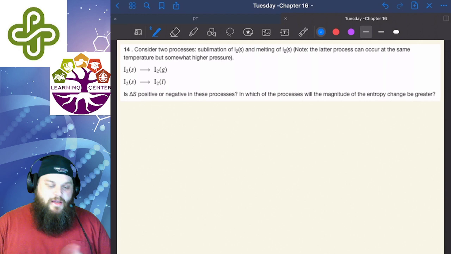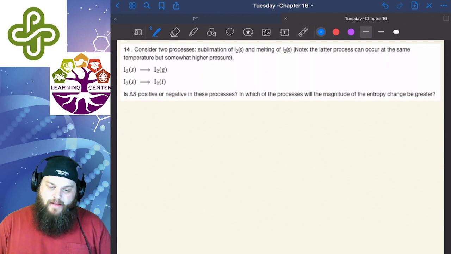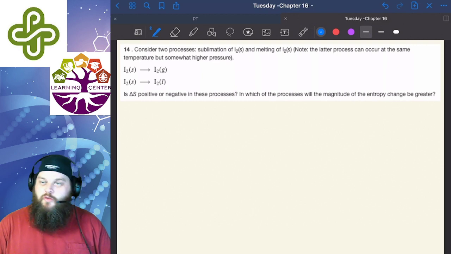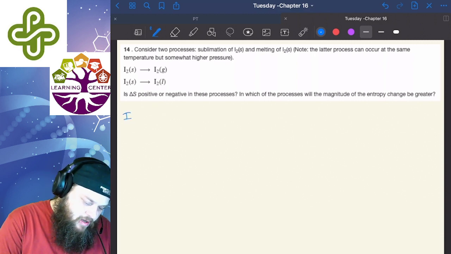So what I want to know is, is the change in entropy positive or negative in these processes? In which of those processes will the magnitude of entropy change be greater? So I'm going to rewrite these just so I can make comments below them. I2 solid is forming into I2 gas.